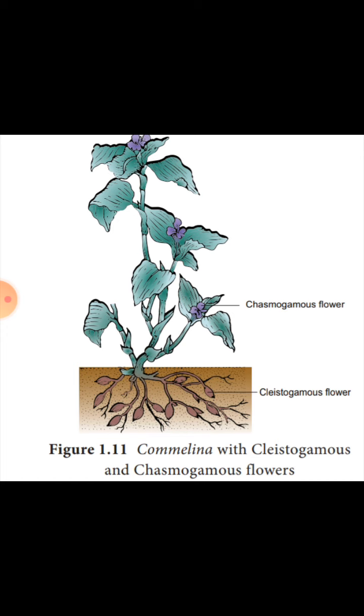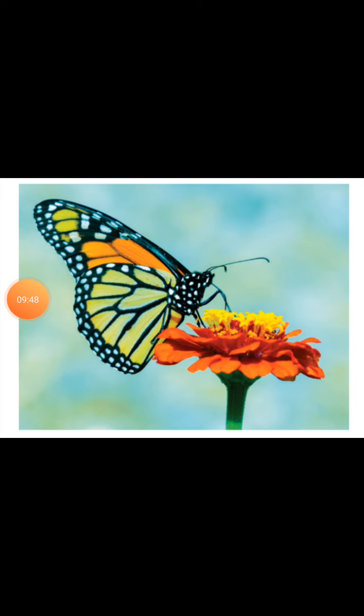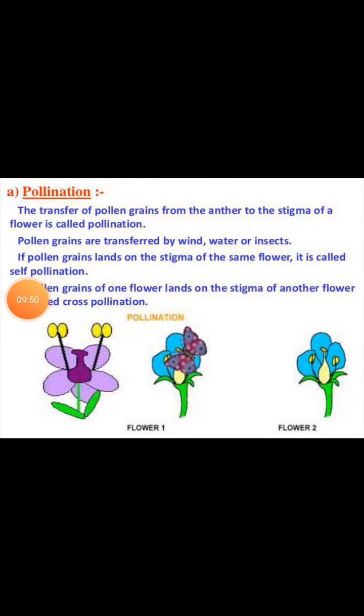And next we move to cross pollination. So I told you, pollination is the transfer of pollen grain from anther to stigma of a flower. Pollen grains are transferred by wind, water and insects. Pollen grain landing on the stigma of the same flower is called self-pollination. Pollen grains from a flower landing on the stigma of another flower is called cross pollination.